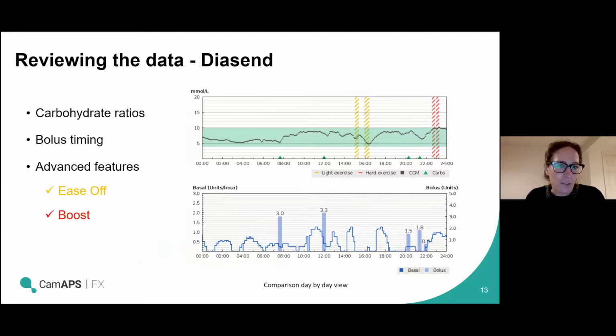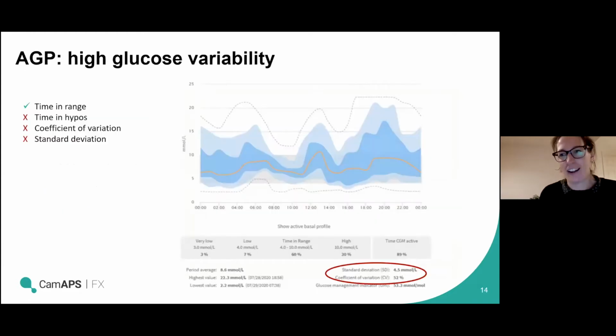Once we've looked at the overview, what's really important is this part of Diasend, which is the day-to-day comparison tab. It allows you to see the sensor glucose each individual day, and it's overlaying the closed loop insulin delivery. Here you can see how accurate the carbohydrate ratios might be, or if there's any problems with those. You can get a good idea of the timing of boluses and some of the other features, so ease off and boost, which you can see in the yellow and red shaded areas. So I'm going to hand you over to Sarah now to talk about more realistic situations.